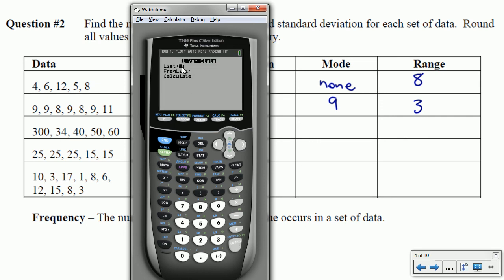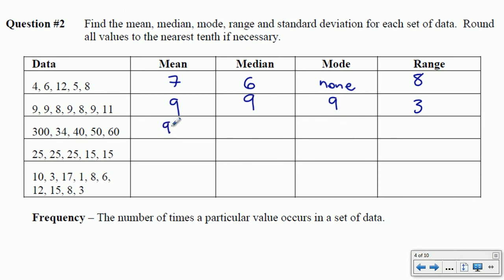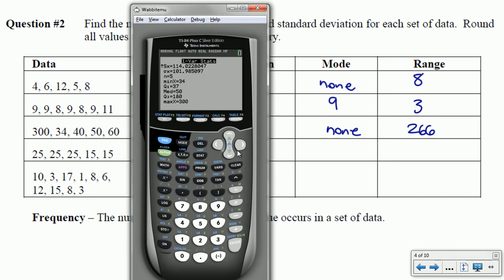If we want the statistics for this column, we're going to need to go Stat, Calc, One Variable Statistics, but we need to change this to L2. So we're going to go second 2. We can see L2 is there, and then Calculate. So there's everything we need, and we can scroll through. For this set of data, the mean is 96.8, the median is 50, the mode there is none, and the range is 266.